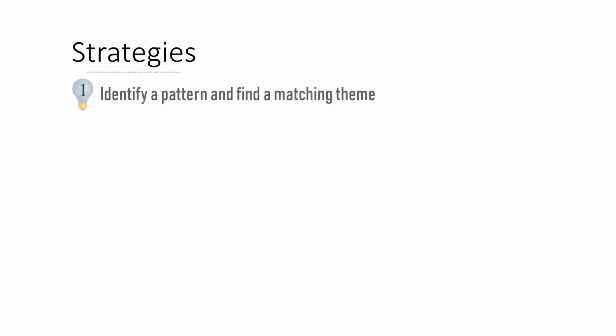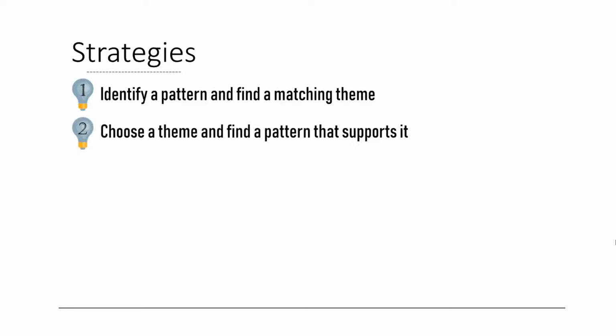The first one is to identify a pattern first, which means that as you're reading the text, note down some recurring observations or devices that you see, something that really sticks out to you. For example, if the author keeps using foreshadowing, you might want to note that down. And then after you've found your pattern, you can find a theme to match.